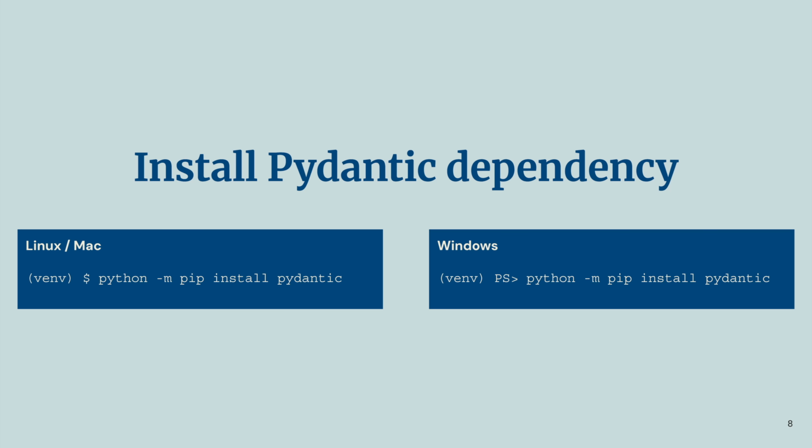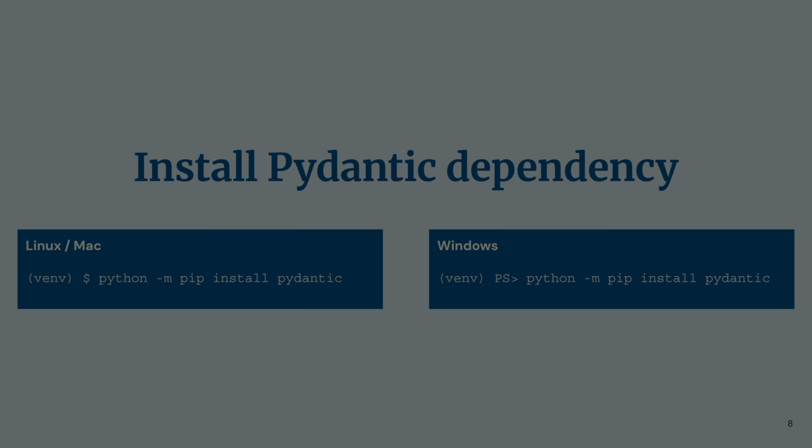Pydantic is a validation library that lets you define data models using Python classes. The OpenAI Python library includes Pydantic as a dependency in most environments. However, if it isn't available, you can install it manually by running this respective pip command.